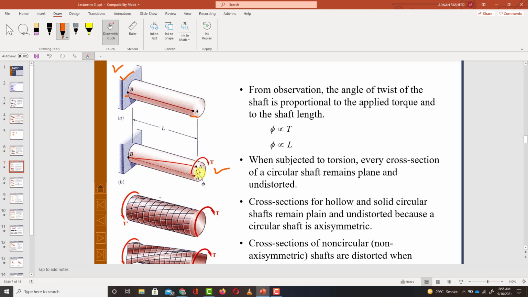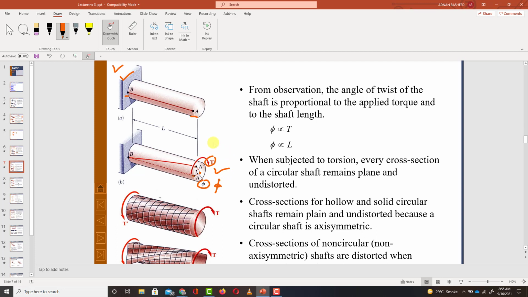And if this is the center, and you connect the center with the original point A, you get OA. Now point A has been shifted to A dash due to this applied torque. If you join the center with A dash, you will get OA dash. Clear? Now there is a change of angle between point A and A dash, and this angle is known as phi, and this phi is known as the angle of twist. Clear?